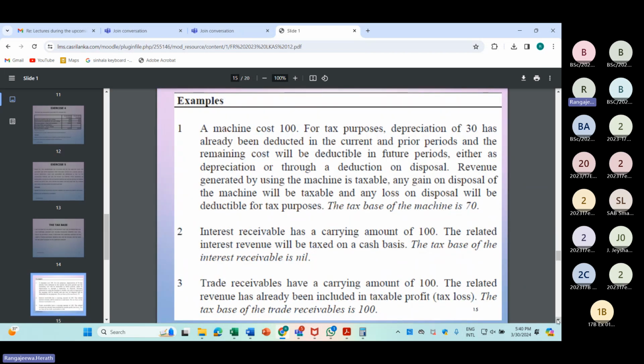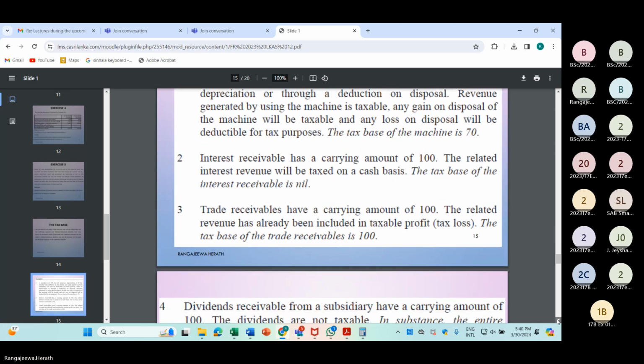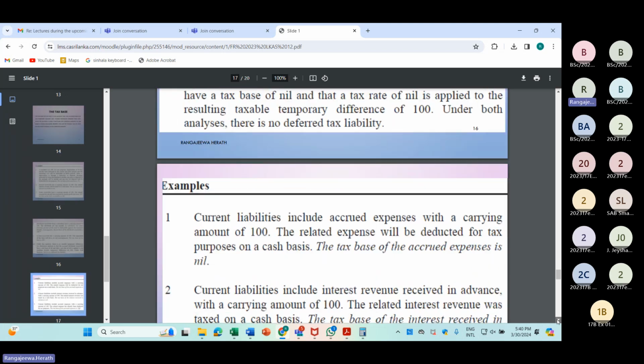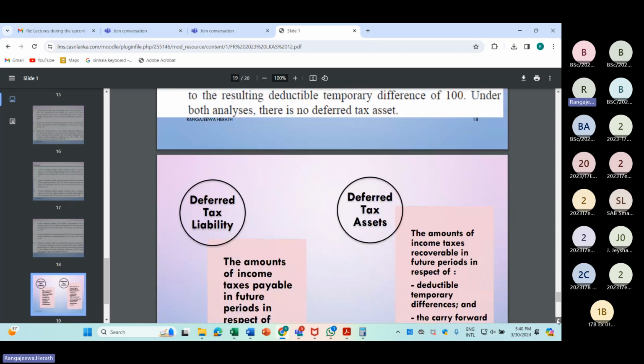Then these examples are important, where different scenarios, because those examples we discuss are about activities on property, plant and equipment, carrying amount and tax base. In addition to that, for different types of other assets and liabilities, there can be a difference between carrying amount and tax base that might result in taxable and deductible temporary differences. Right? So you should be familiar with these examples.